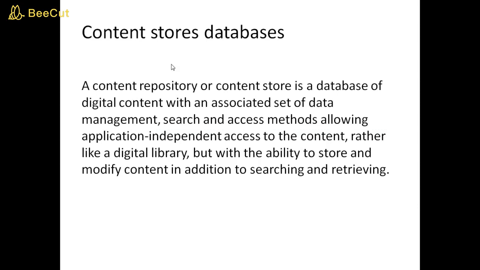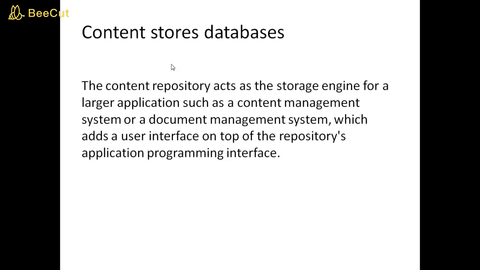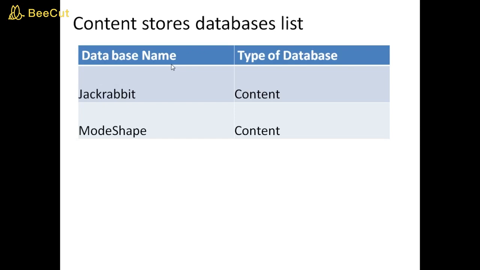Content stores. A content repository or content store is a database of digital content with an associated set of data management, search and access methods allowing application-independent access to the content, rather like a digital library, but with the ability to store and modify content in addition to searching and retrieving. A content repository acts as a storage engine for a larger application such as a content management system or a document management system, which adds a user interface on top of the repository's application programming interface. Content stores. Databases list.